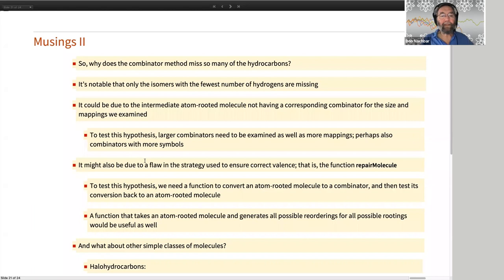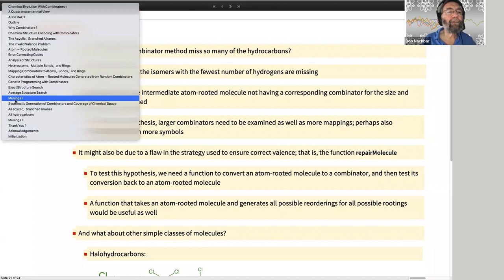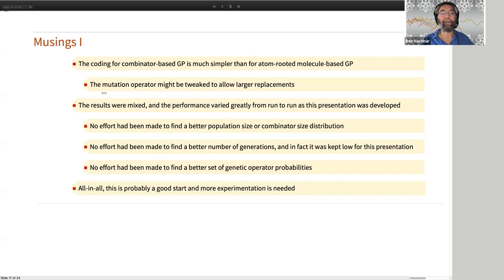I actually want to go here to talk about what we did just look at. So with the genetic programming-based method, the mutation operator didn't generate a lot of variety. A lot of times it ended up replacing a symbol with the same symbol, nothing bigger. And the results were mixed.